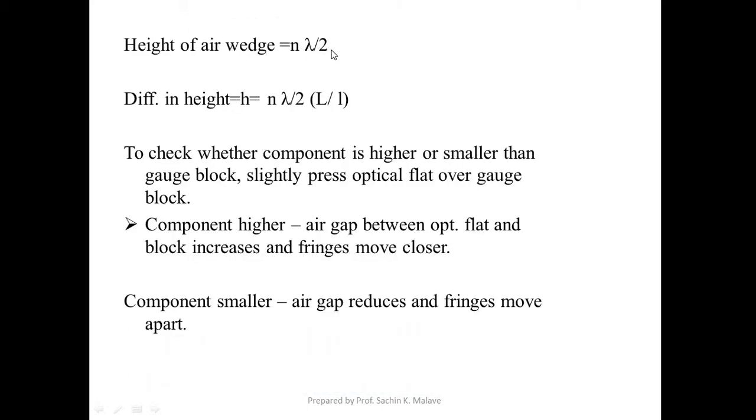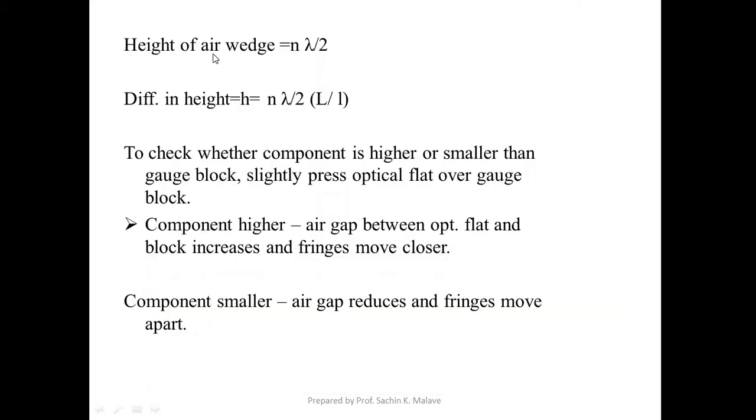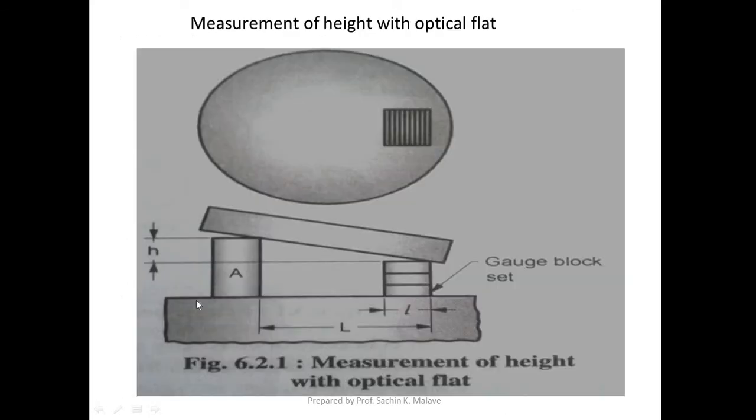So the height of the air wedge is n lambda by 2. So the difference in height is n lambda by 2 for this particular air wedge. Lambda is the wavelength of the light, n is the number of adjacent black fringes. Now our true objective is to find out this height difference. If we find out this height difference, the total height of this particular component can be easily found out, isn't it?